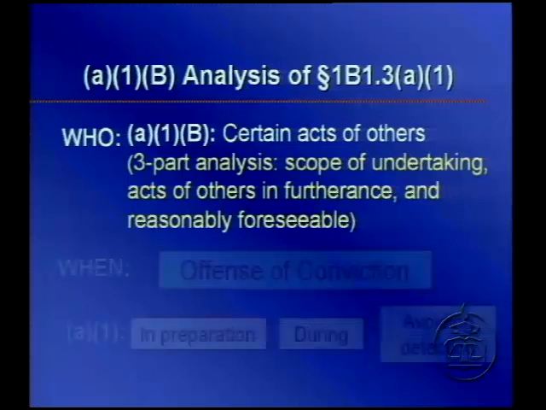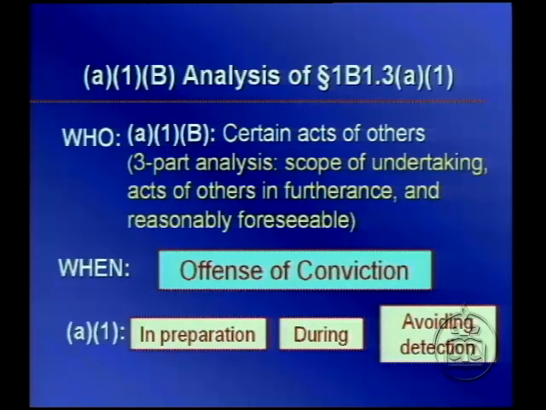The first thing you'll notice is that the when component stays the same. We're still evaluating acts within the frame of the offense of conviction. Did they occur during that offense of conviction, in preparation for that offense of conviction, or in order to avoid detection or responsibility for that offense of conviction? But the difference you see here is the who. Who are we looking at? At this point, we're no longer looking at acts of the defendant. We're actually looking at certain acts of others.